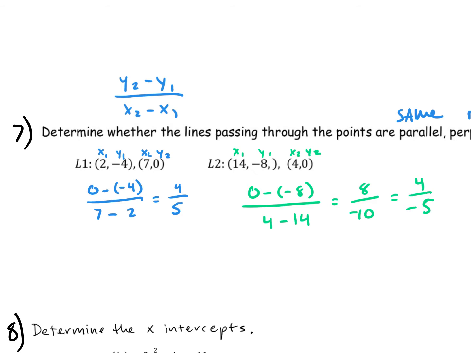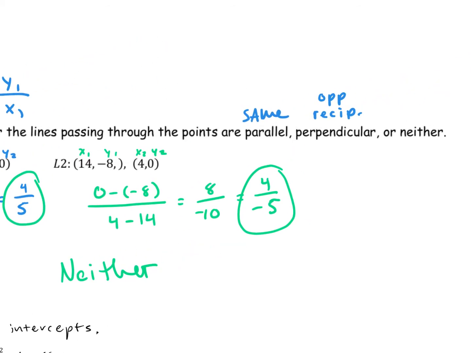What do you think? Are these parallel, perpendicular, or neither? Neither. So these are not the same and they're not opposite reciprocals, so our lines are neither parallel nor perpendicular. An example of opposite reciprocal would be if you have like 2 over 3 and then negative 3 over 2. So it's like the flip of it.